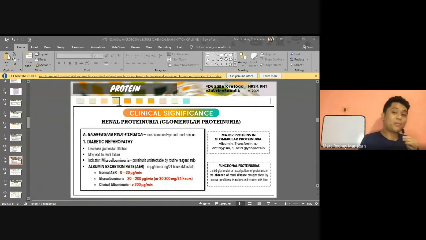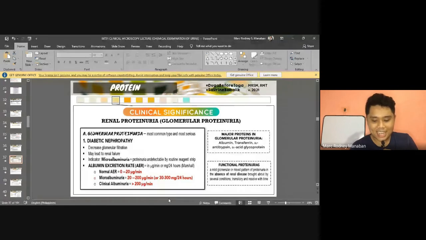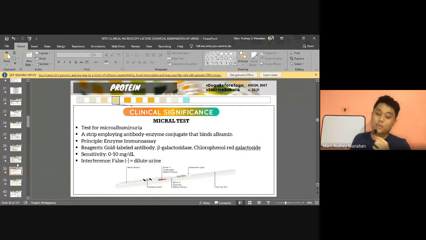And actually, orthostatic proteinuria is also included. There is no problem with the kidneys, but because of changes in the body, changes in pressure, changes in renal blood flow or whatever, protein is expressed in the urine. That's why proteins can be detected in the urine. So those are termed functional proteinurias, but the kidneys have no problem. Okay. Now, that's for the first type, your glomerular proteinuria. Now we go to the different tests for microalbumin.